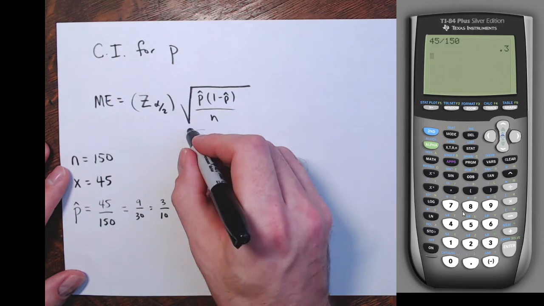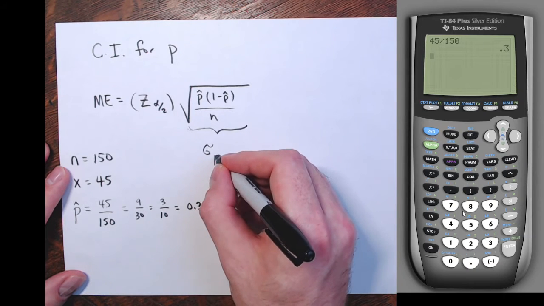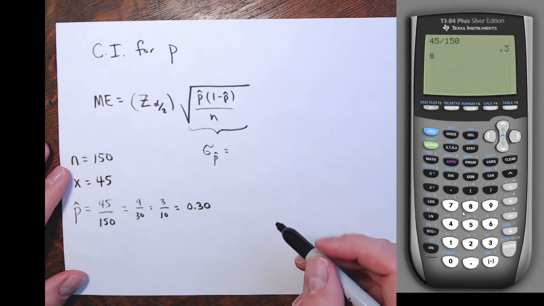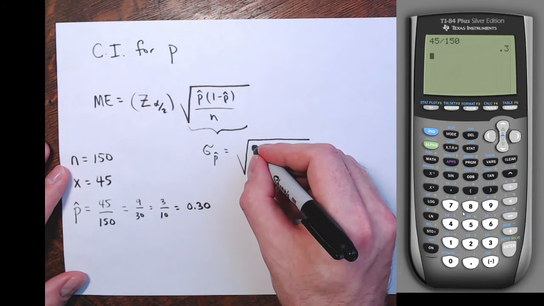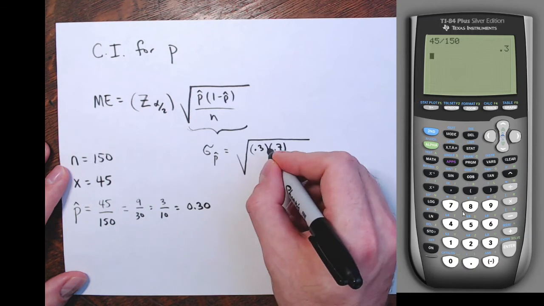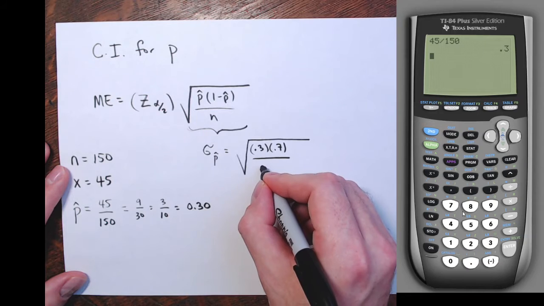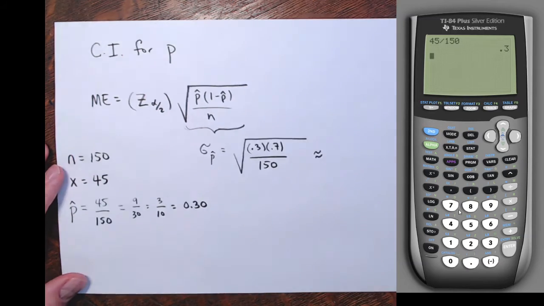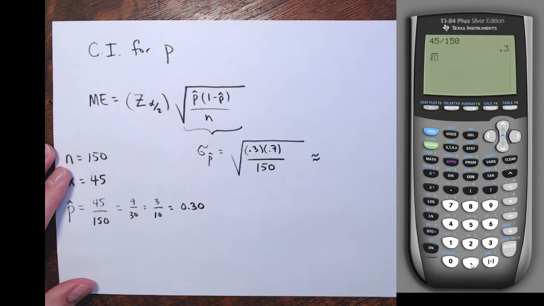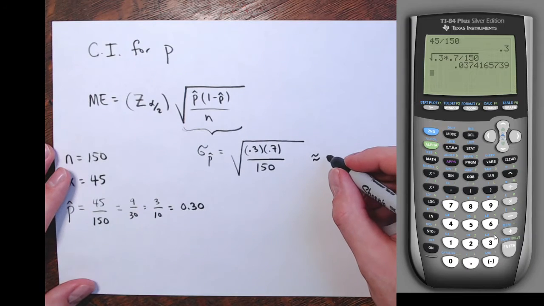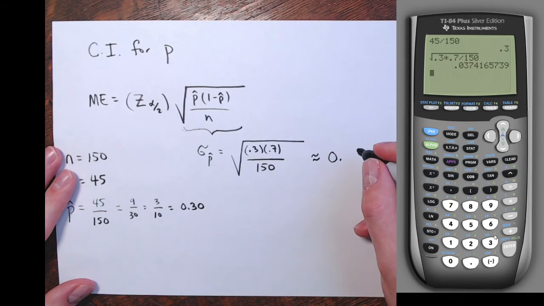So I can find this value then. The standard deviation for the distribution of p hats, the distribution of sample proportions for samples of size 150, I'll approximate as the square root of 0.3 times 0.7, because I don't know p, I'm going to use p hat, divided by the sample size, 150 here. Let's punch this in. Make sure all of that is inside the square root. So the standard deviation for the distribution of the proportions is approximately 0.037. I'm just going to leave that value up there on the calculator.